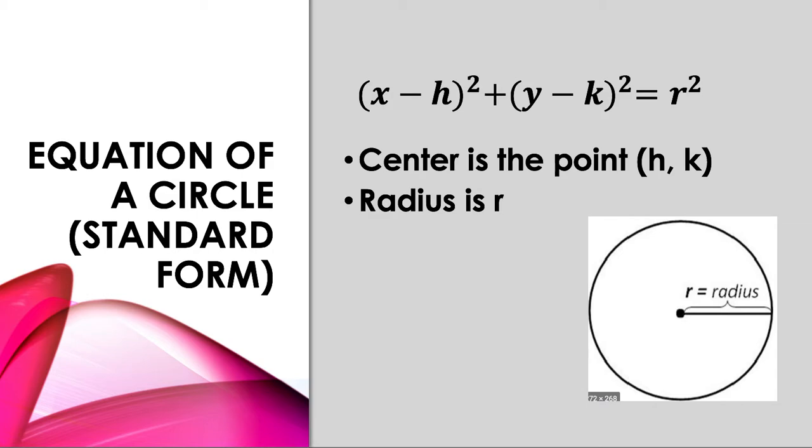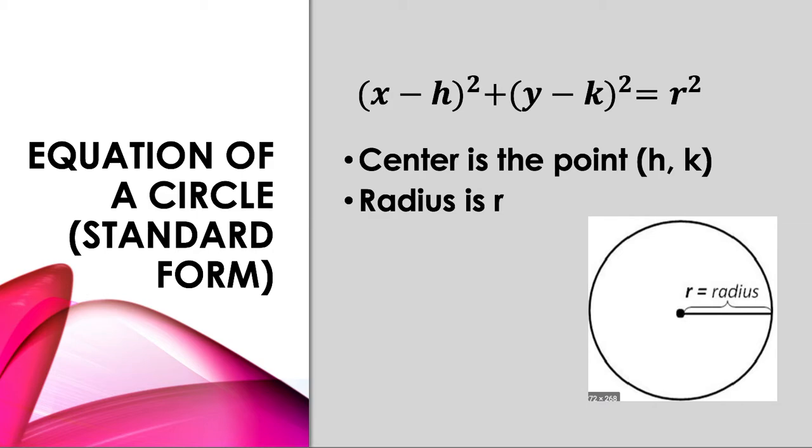In this section, we're going to take a look at the standard form of an equation of a circle. So the standard form of an equation of a circle looks like x minus h, that quantity squared, plus y minus k, with that quantity squared, is equal to r squared. The center is going to be made by using the point h, k. And the radius of the circle is going to be denoted by r.